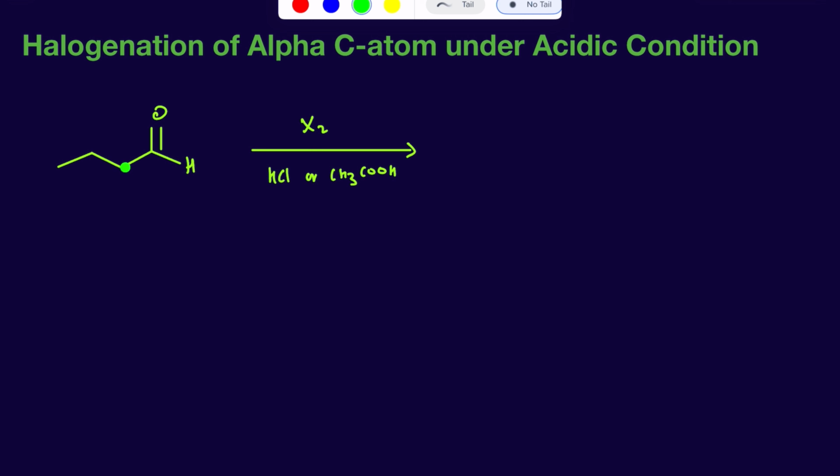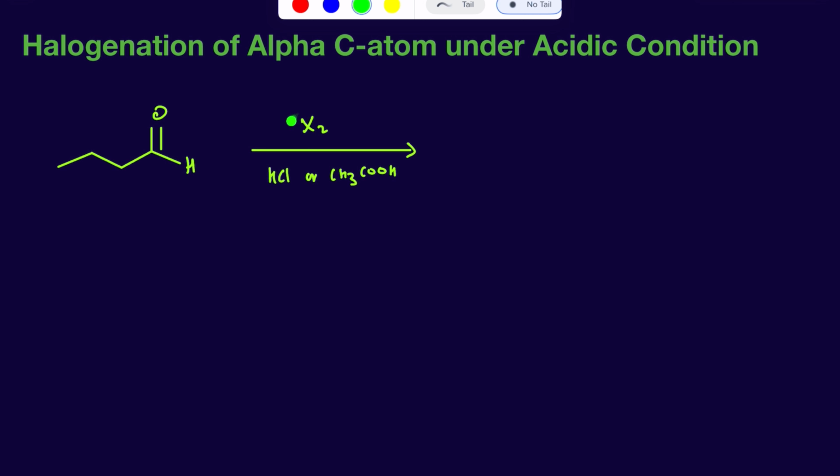So it's very important to know what can you do under acidic conditions and what can be done under basic conditions. And a lot of times you would notice that the acidic conditions are a little bit more efficient because you don't want to be installing the halogen multiple times on the alpha position.